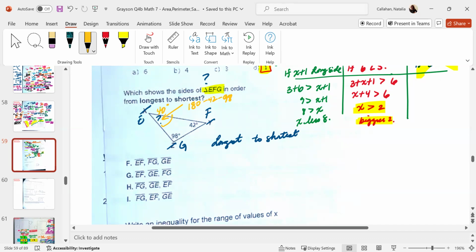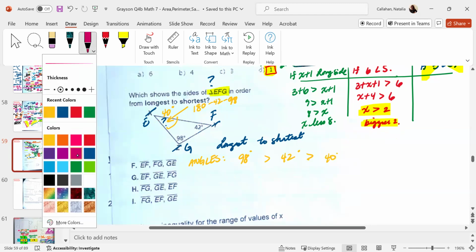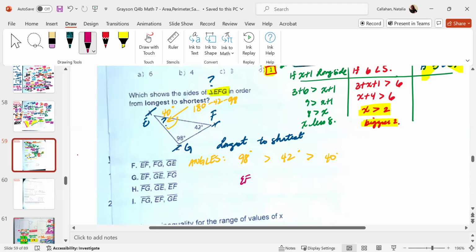Okay, so let's order the angles from the biggest to smallest. The biggest angle is 98 degrees, which is followed by 42 degrees, which is followed by 40 degrees, which is the smallest, right? Now, you want to label the sides. Look for the opposite side. I think it's going to be this one here. I think that might be it.